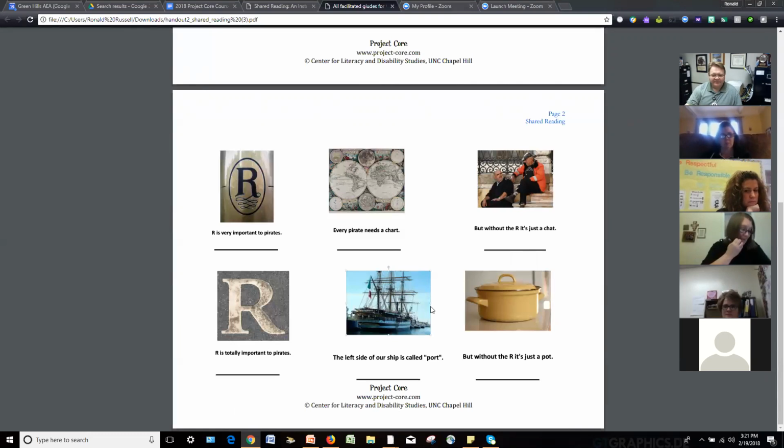Then we have, the left side of our ship is called port. Anybody have any thoughts about that one?